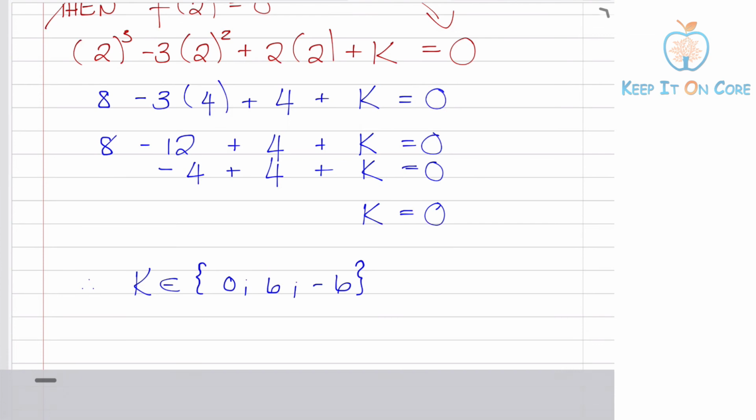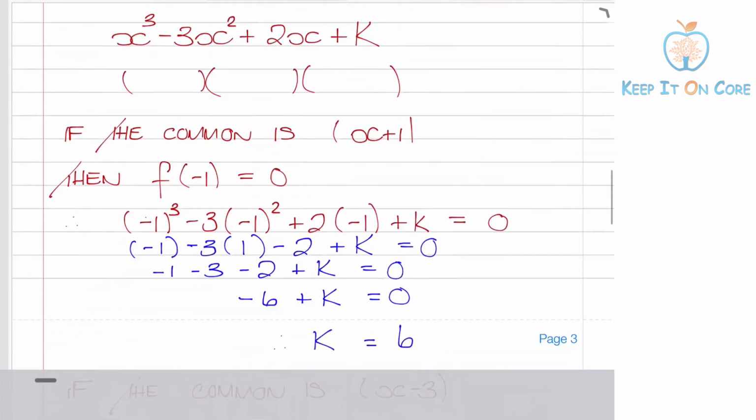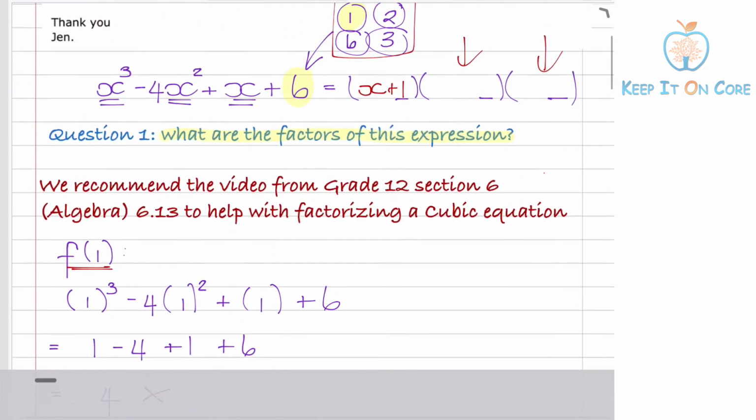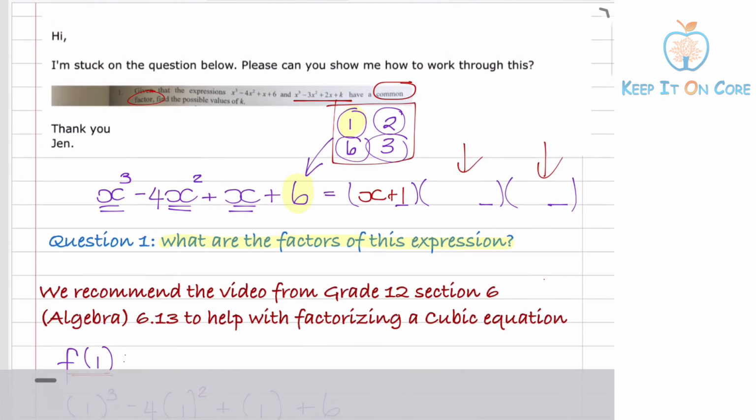All right, Jen, hope that helps you. If there's any further questions, let me know. But otherwise, that is how you need to go about factorizing a cubic expression such as this. And as I say, that video is going to be really helpful for you to go and have a watch, just to reinforce that understanding.